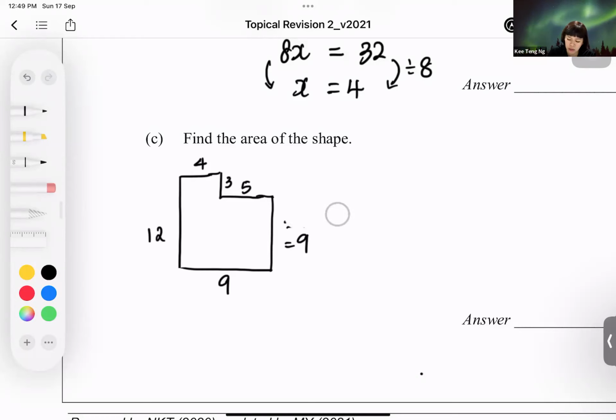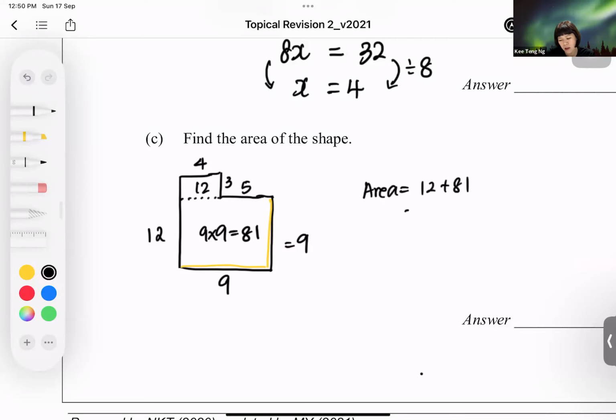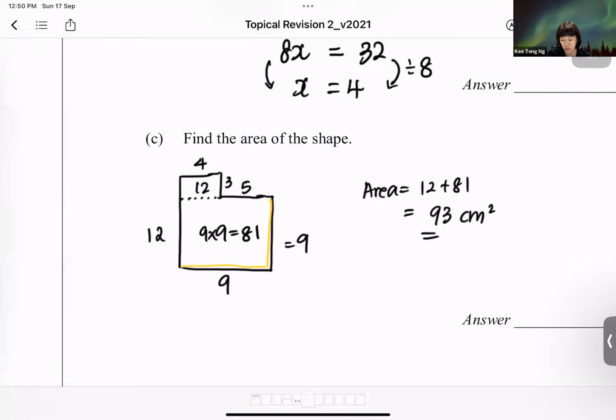Now they want us to find the area of the whole shape. I can cut this into this portion like that. So the area over here is length times breadth, right? 9 times 9 is 81. Then this part over here is 4 times 3, which equals 12. So to find the area, area equals 12 plus 81, answer 93 cm squared. Have you gotten your answer? All right, let's go on to the next question.